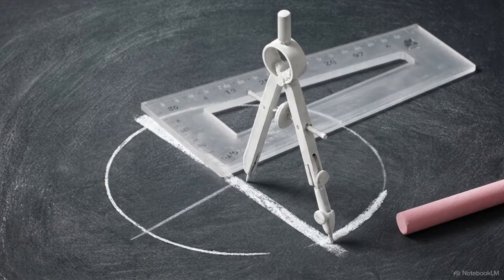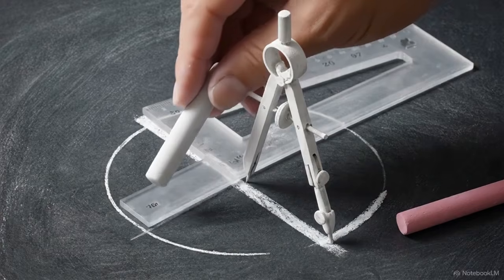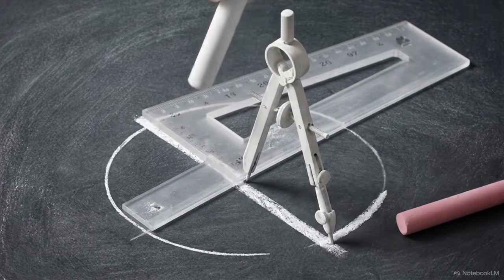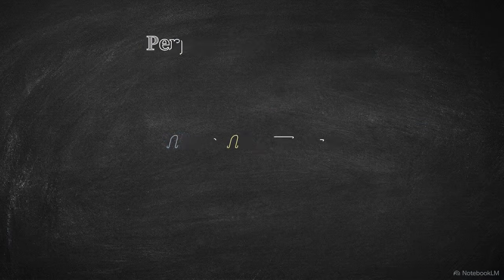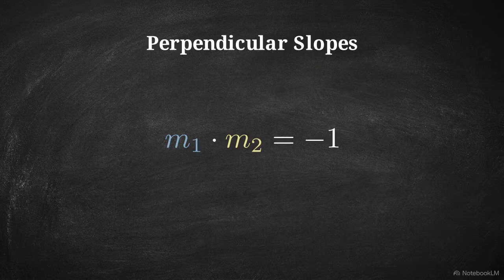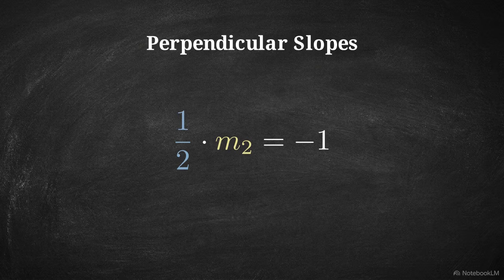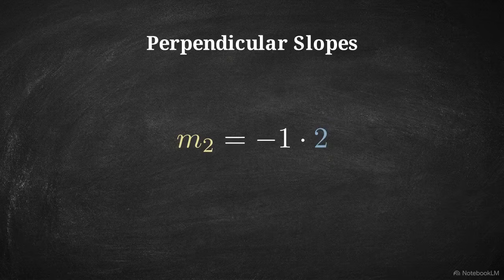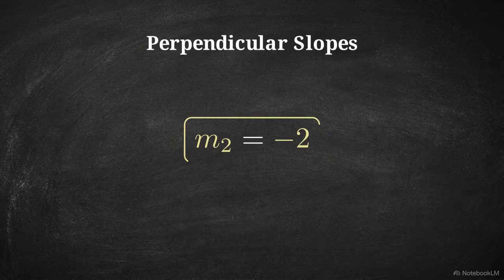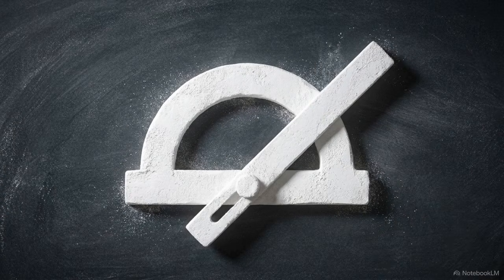Finding the first slope provides the exact value we need to determine the second, based on how perpendicular lines interact. For two lines to be perpendicular, the product of their slopes must always equal -1. We plug our original slope of 1/2 into this rule to solve for our new slope, m2. To isolate m2, divide -1 by 1/2. The calculation results in a new slope of -2. This negative reciprocal dictates the exact orientation of our new line, ensuring the two paths remain perpendicular.